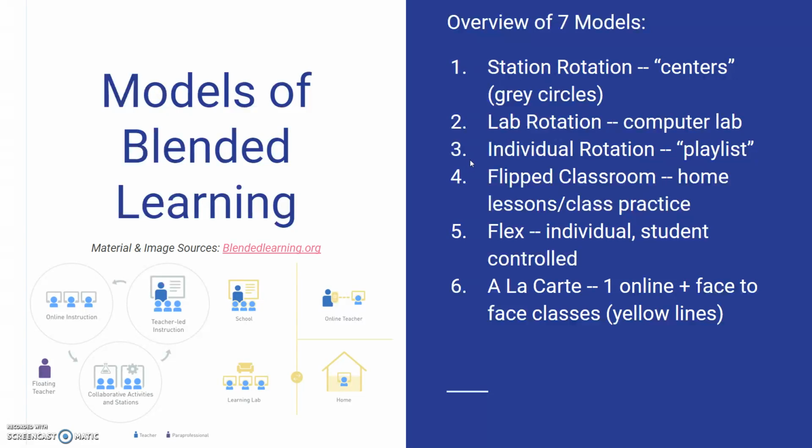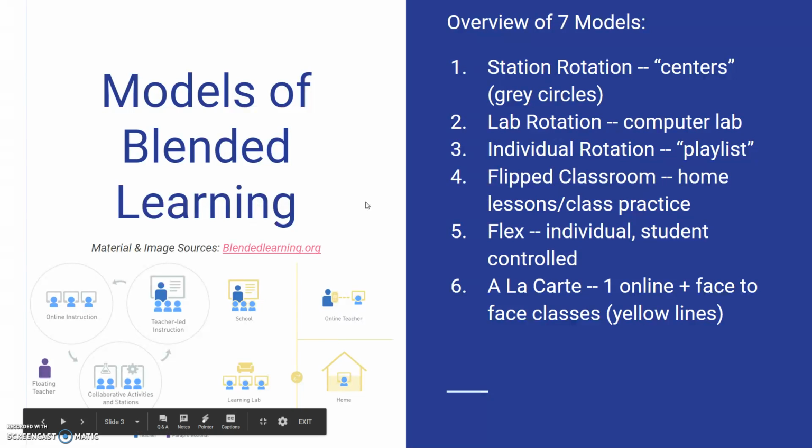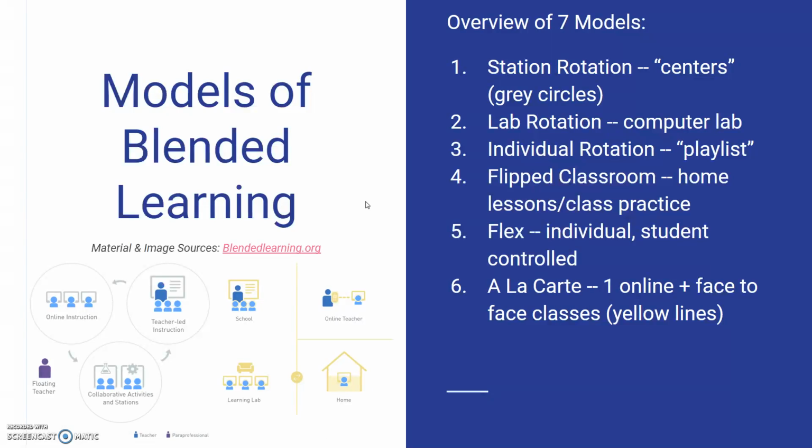A sixth form is a la carte, which works about as you would think based on the name. The students have traditional face-to-face classes at school, and they add one online course from home with an online teacher. This is demonstrated in the yellow lines. This model really works well for secondary education, where they may not have the resources at the local school to provide a specific enrichment course or elective, and the student can participate in the normal curriculum at school, plus that one class online.